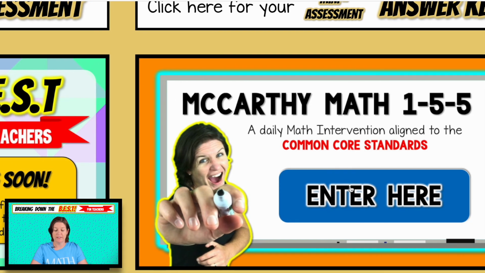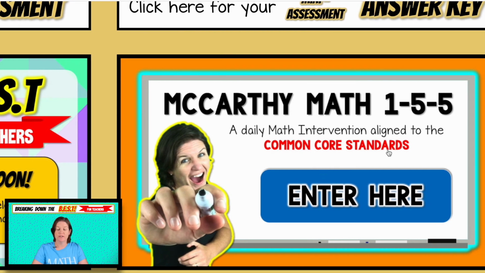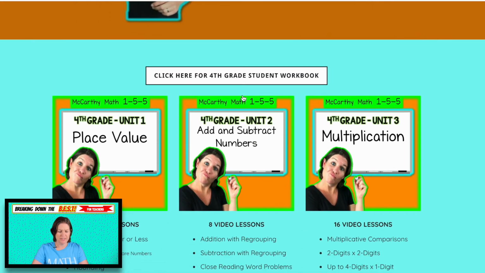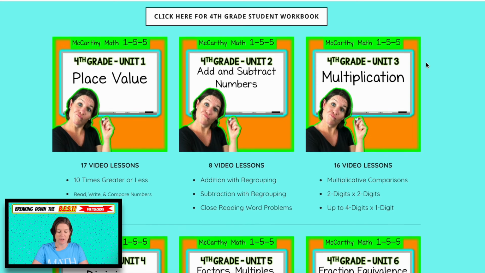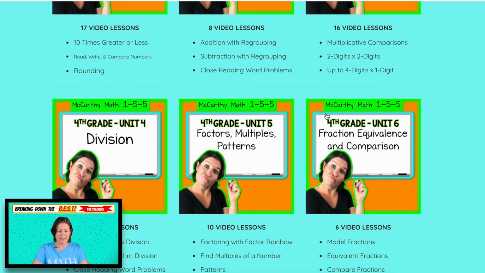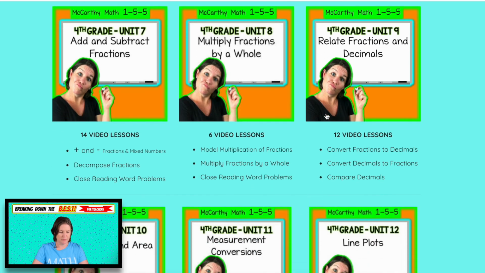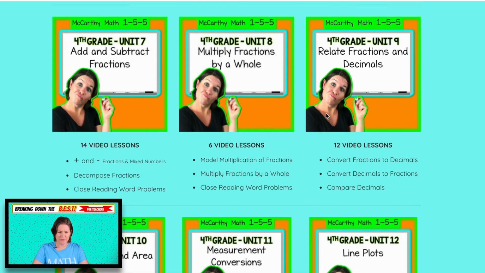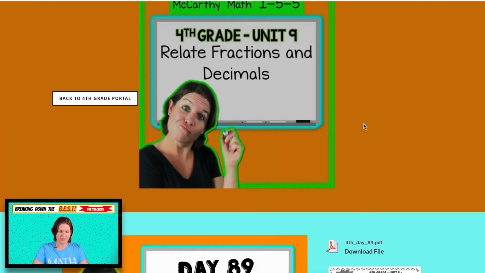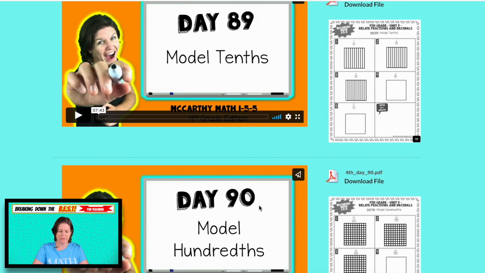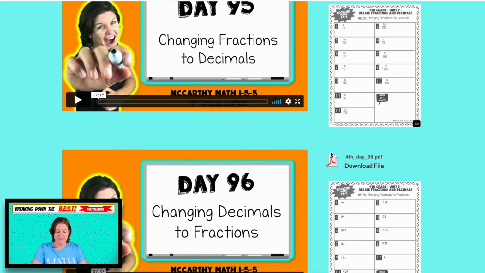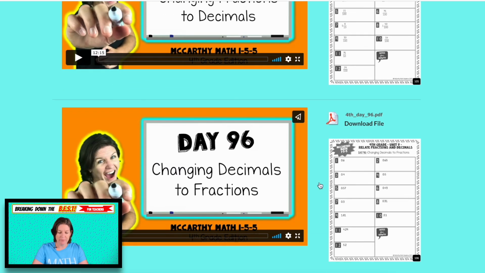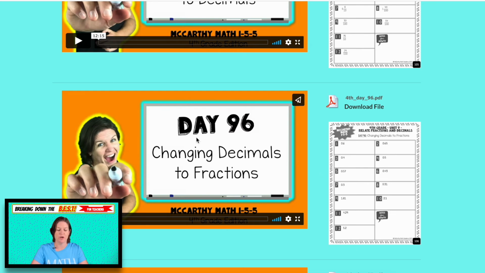This is the program I created before this one, which was aligned to the Common Core standard. So you're not going to find everything here, but you have a lot at your fingertips. There is not a direct correlation to 1/10 more or 1/10 less in McCarthy Math 155, but I just want to show you, you have access to a lot to pull from, because they get into relating fractions and decimals in McCarthy Math 155. Modeling tenths might be helpful, modeling hundredths, but again, this is more with the fraction side of things. Here they have changing fractions to decimals. So you can see it does have great practice here for what's coming up, but nothing specifically aligned to this standard is in McCarthy Math 155, but you do have a lot.